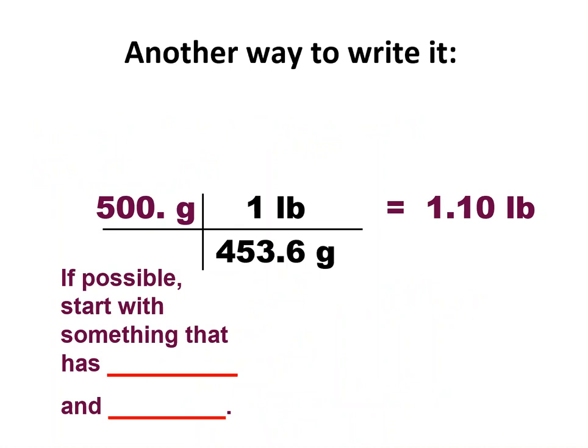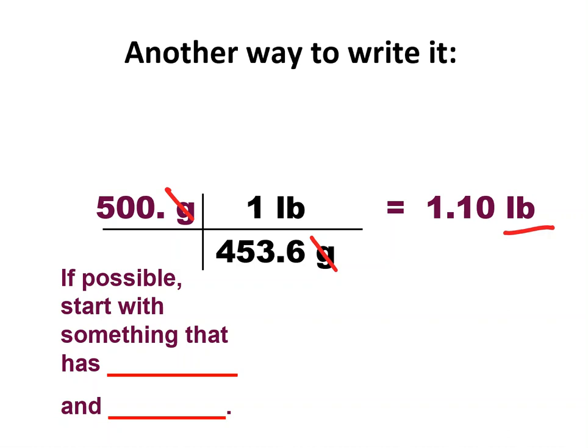Let's show another way to write the same thing, and this is the way most people do, is to set it up using these bars, but understand that that's what it means. This is a fraction, and we're multiplying through the top divided by the bottom. So really when I put this in my calculator, I was doing 500 times 1 divided by 453.6. Again, the grams cancel, and I'm left with pounds, and so that's good.